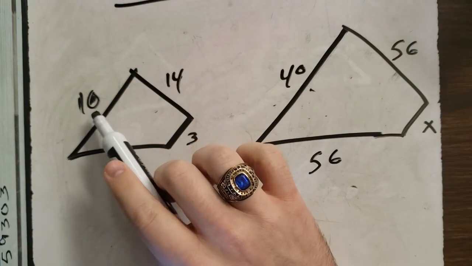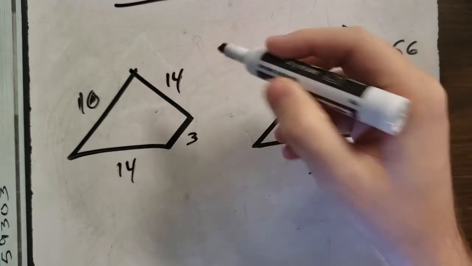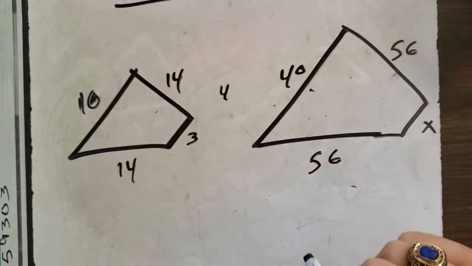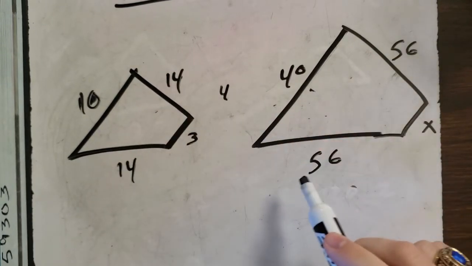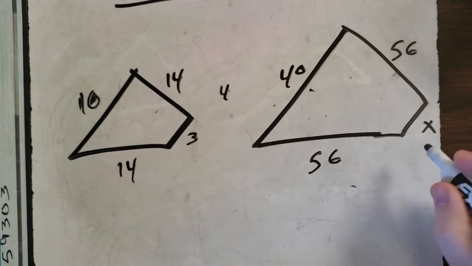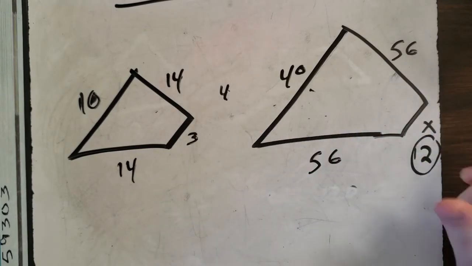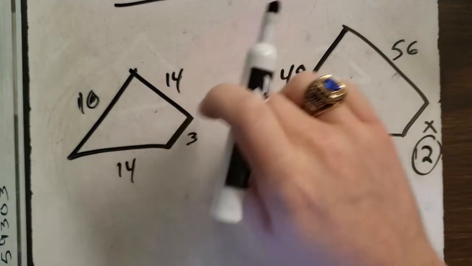So conversely, 10 times 4 is 40. Okay, let me put this 4 in the middle here, okay? So 10 times 4 is 40. 40 times 4 is 56. That means 3 times 4 is 12, okay? So it's 4 times as big, okay?